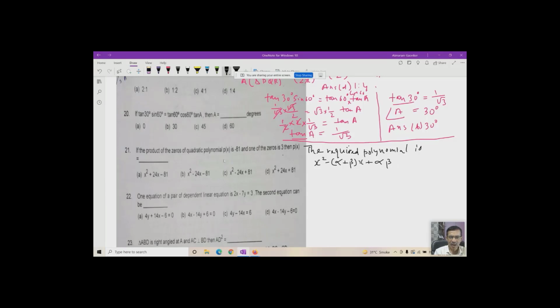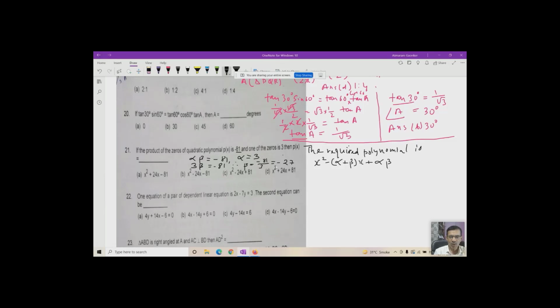Now in this, the product is given as minus 81. So alpha into beta is minus 81. And one of the zeros is given. Let me say that one zero is alpha and it is given as 3. So can we find out beta from this? Yes. Alpha is equal to 3, we can put it in this equation. So this will be 3 beta, and 3 beta is equal to minus 81. Therefore beta is equal to minus 81 divided by 3, which works out as minus 27.